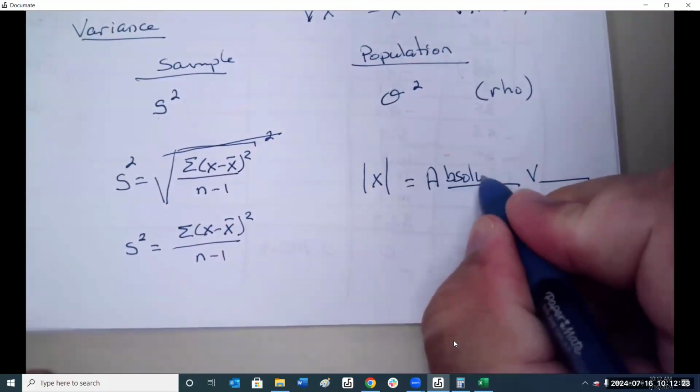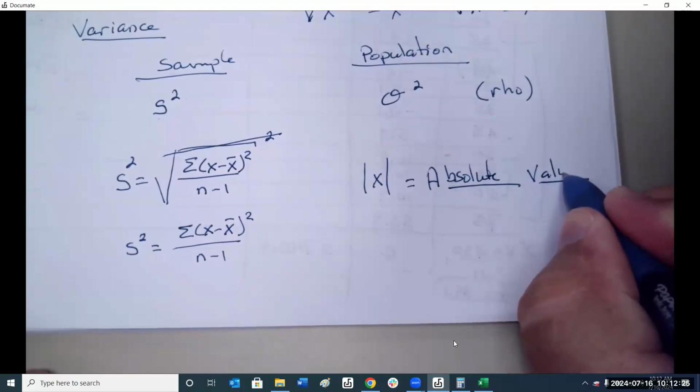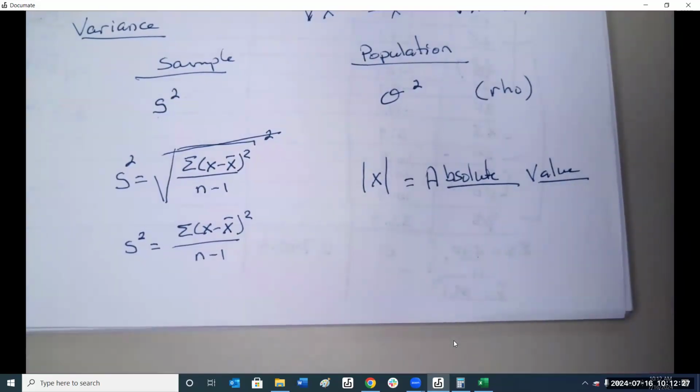Absolute value. It measures a distance. It measures the distance of how far a number is from zero. Distances do not have signs.